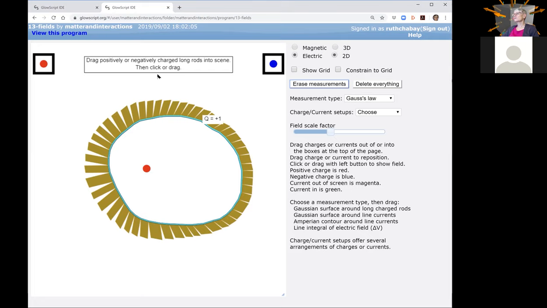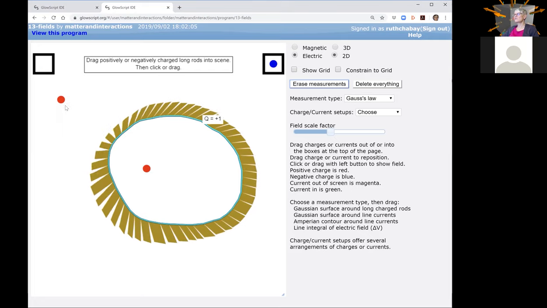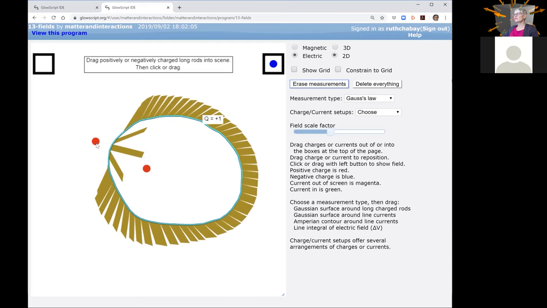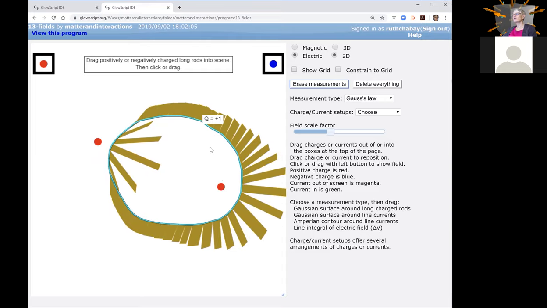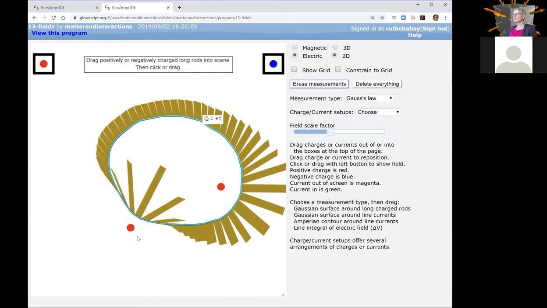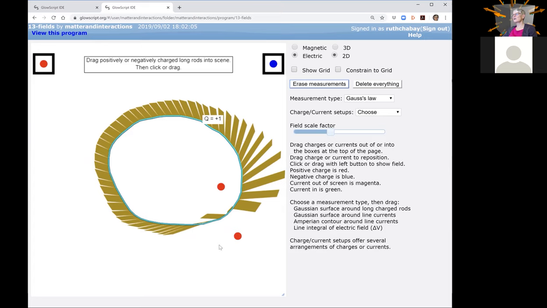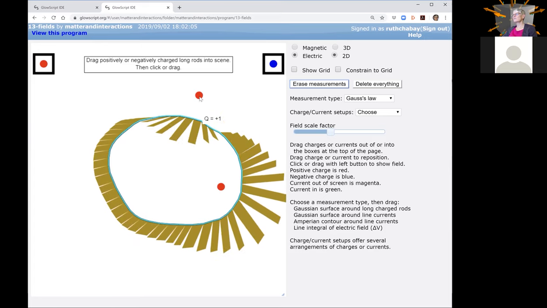But what happens if we put a charge outside? Is that going to screw things up? So here's a charge outside, and we see that it's still saying Q equals plus one. And it doesn't seem to matter where we put this charge outside. We're still getting the same result. So it must be that this is contributing a net of zero, but how does this work?